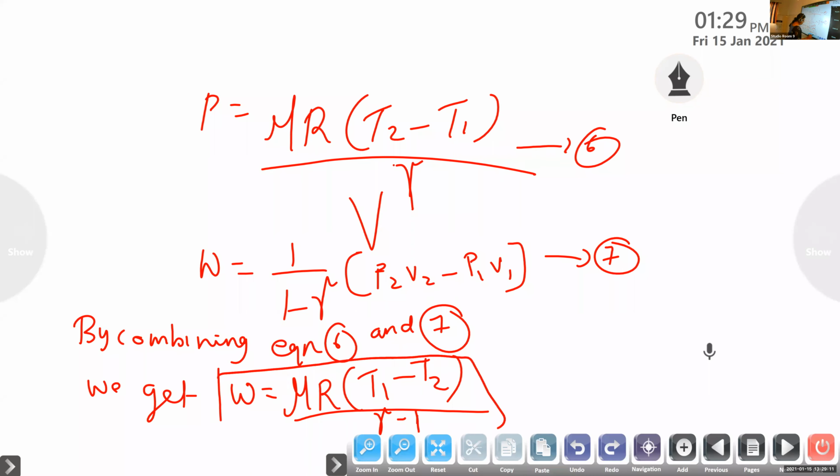Because getting this is going to be another 2 pages of derivation. We don't want that. Instead of P, we would have to substitute all these, and I think it is going to be more complicated. So we don't want to write that. So after this, you can write by combining equation 6 and 7, we get work done is equal to mu r into (T1 minus T2) by gamma minus 1. So that is the equation for the adiabatic process. So learn this equation by heart, how it is derived.